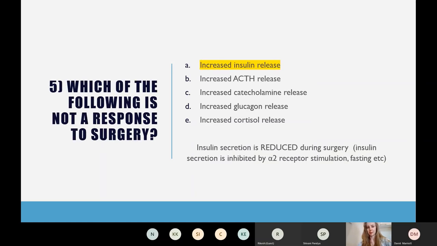So again, everyone got on that one right. Insulin secretion is actually reduced during surgery. Insulin secretion is inhibited by the alpha 2 receptors, which may play a part, and usually patients are fasting prior to surgery, so that probably plays a part as well.